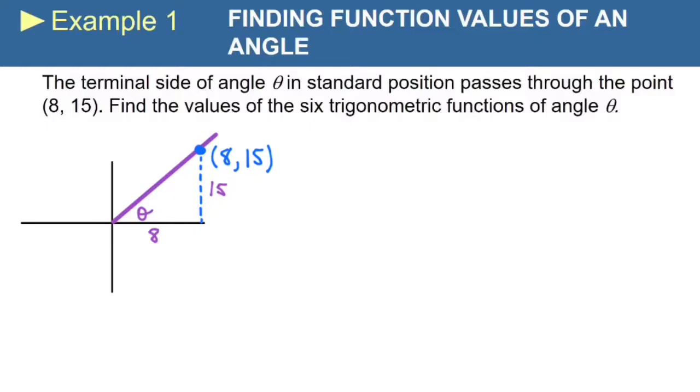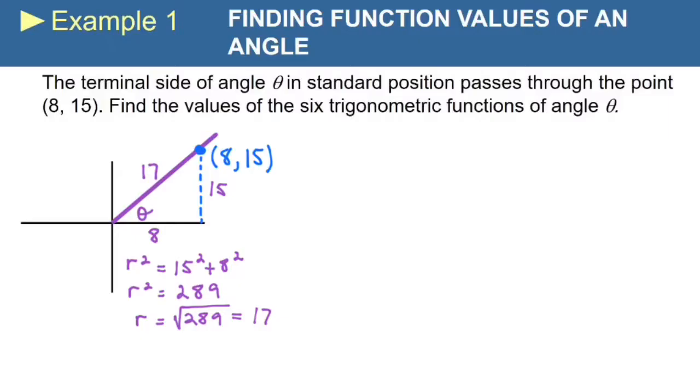And we can use the Pythagorean theorem to find the length of the hypotenuse, which is r. So we'll just say r squared equals 15 squared plus 8 squared. Now 15 squared is 225 and 8 squared is 64. When you add those together, r squared is equal to 289, and that means r is equal to the square root of 289. Now you might not know this one off the top of your head, but if you just hit the square root button on your calculator, you find out that's 17. So now we know that the hypotenuse is 17.